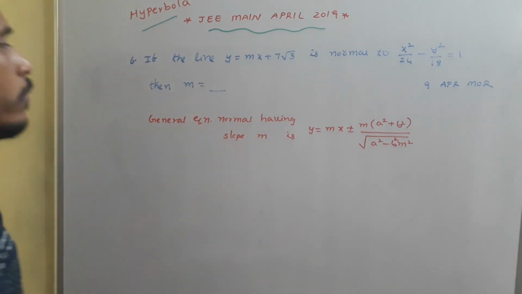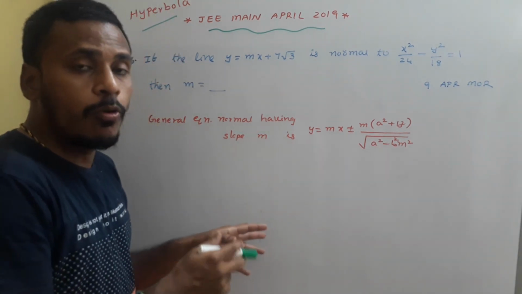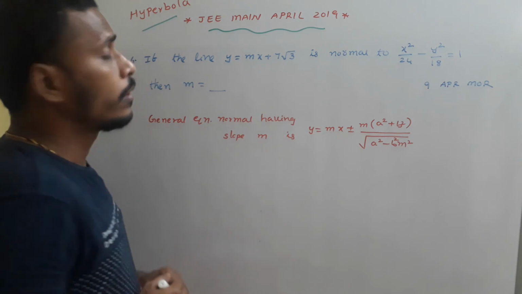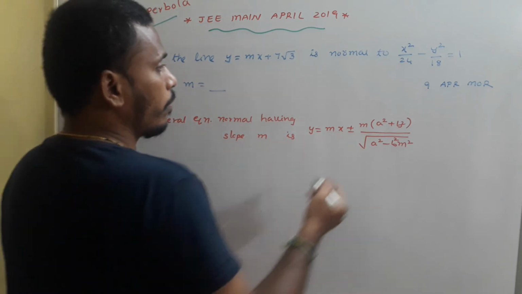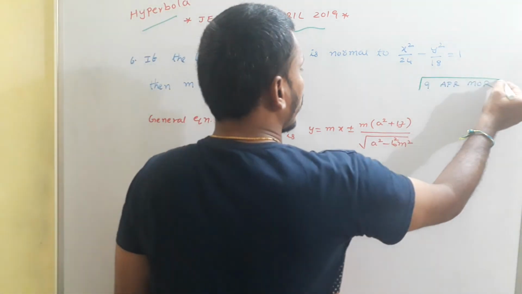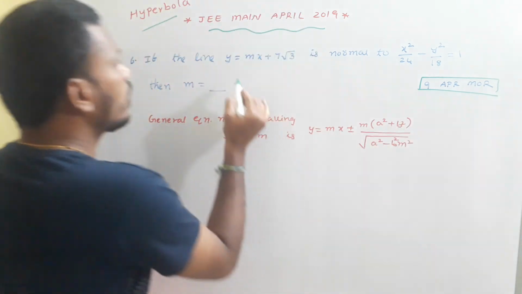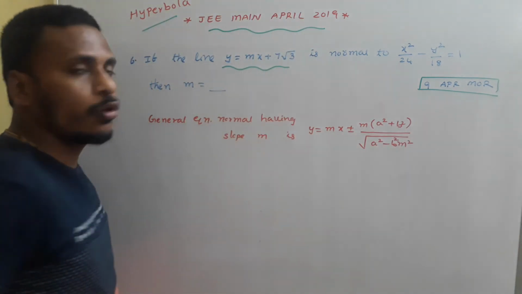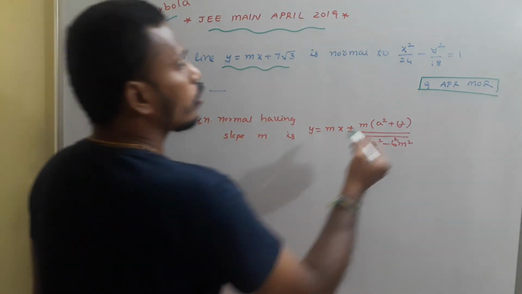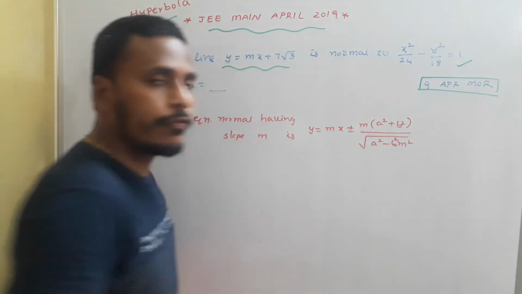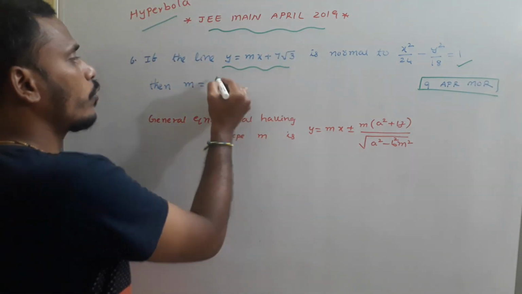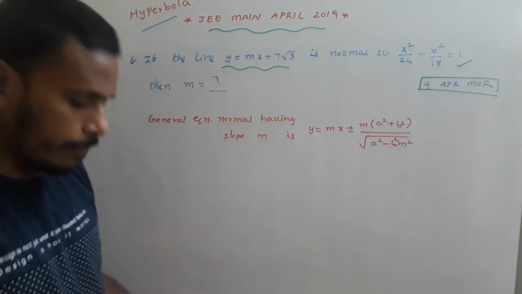Next problem, and that is the last problem of these April sessions of 2019 from this hyperbola. This question was asked on 9th April morning. See, y = mx + 7√3 is normal to this hyperbola x²/24 − y²/18 = 1. Our task is to find m.